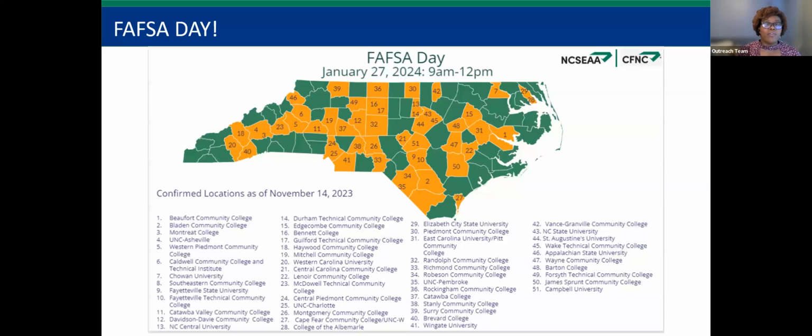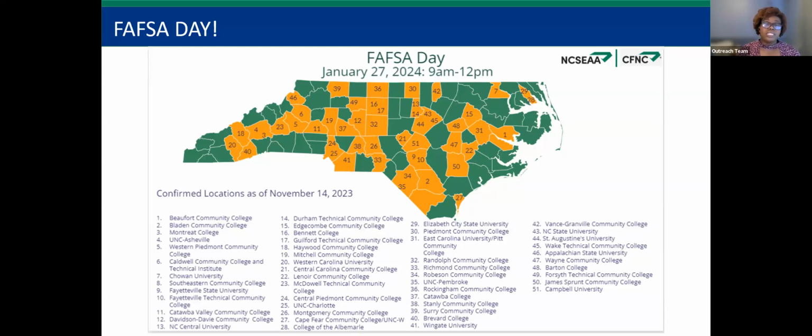Every county that is lit up in orange is a county that has at least one participating FAFSA Day event. So right now we have 51 participating institutions. Actually, we have 54, but a couple of them are doubling up. They're working together. So we have 51 separate events where a student can go on FAFSA Day between the hours of 9 a.m. to 12 p.m. to get help with their FAFSA.